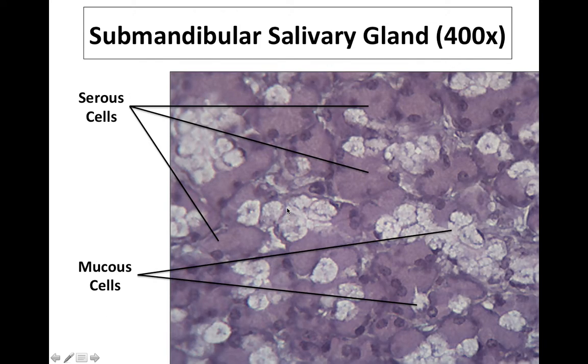So zooming in right here, again, you can see this comparison. While those serous cells tend to pick up that darker stain and have the nice rounded nuclei, here the mucus cells themselves tend to look a little bit lighter. I think that they look like marshmallows or clouds. And so when you compare those to serous cells, they're very easy to distinguish.